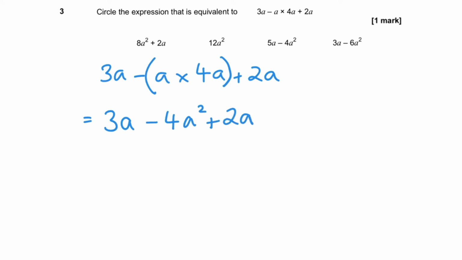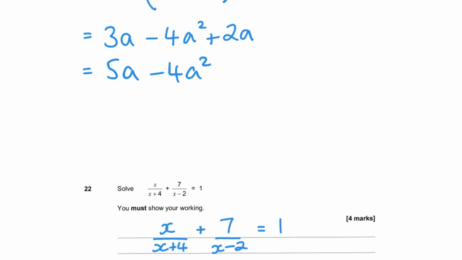So now we can gather up our like terms. So we've got a and a squared in this equation. They need to be kept separate because different things are happening to a. So we can simplify this to 5a minus 4a squared, meaning this is the expression that we're looking for.